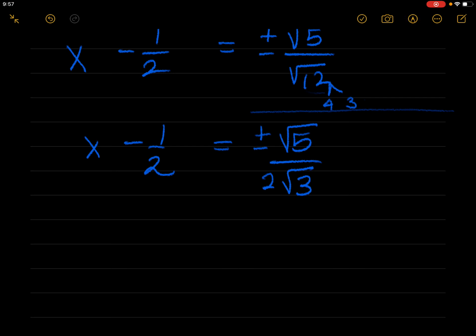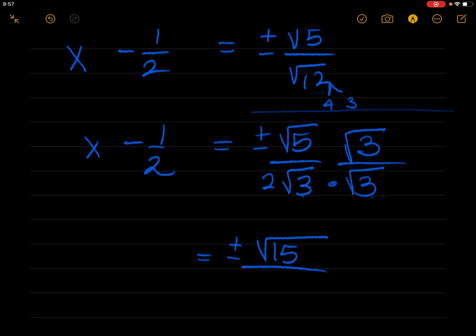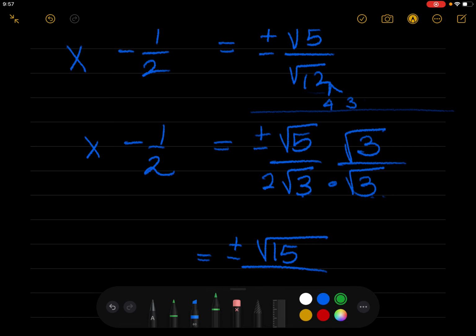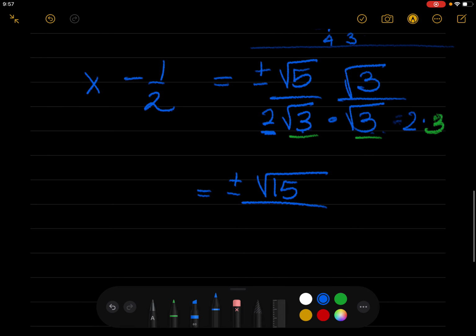This radical 3 in the bottom, the square root, we do want to go ahead and remove the radical from our denominator. And we do that by multiplying top and bottom by the square root of 3. On the top, that's going to give me square root of 15. On the bottom, my 2 square root of 3's, when I multiply them, will give me a 3. And we are still going to multiply that by the 2 that we had originally. So altogether, when I finish that, it will give me the product of 6. So I'll have plus or minus the square root of 15 over 6.